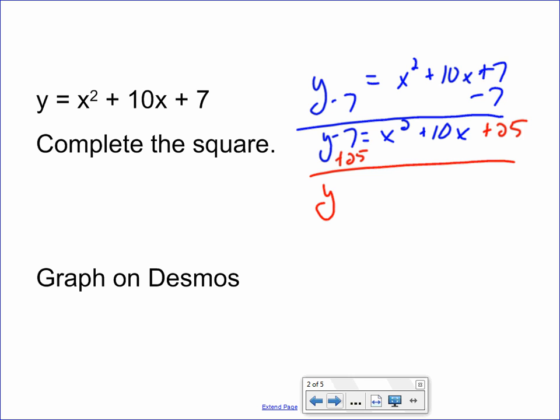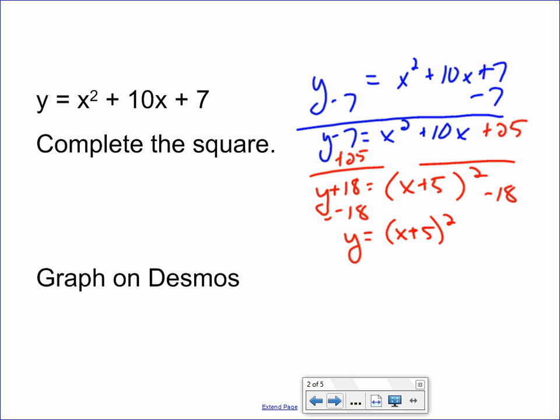And now what I'd have is y equals... no, sorry, I do not have y equals yet. I've got y plus 18 equals x squared plus 10x plus 25, which is the same thing as x plus 5 squared. So now I'm going to subtract off the 18 to get the equation that says y equals x plus 5 squared minus 18.